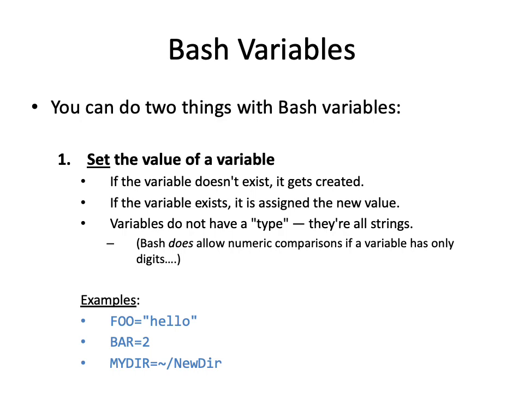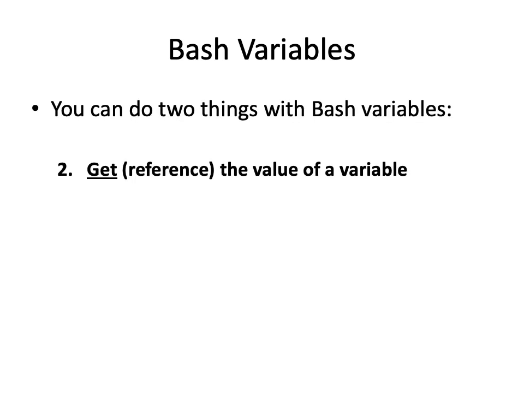So here are some examples of setting the value of a variable. You can create a new variable called foo and assign it equal to hello. The quotation marks are optional. They have some special syntactical features that we can talk about later, but you can have the quotes there or not. So bar equals 2. Again, 2 is going to be a character 2, part of a string. It's not going to be the number 2, though you and I might think it is, and we might want it to be that. You can also have directories, so I could have my_dir equals ~/new_dir, some file called new_dir in my home directory. Again, they're all strings.